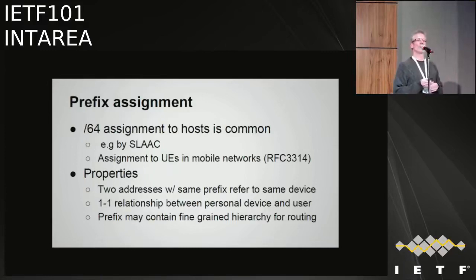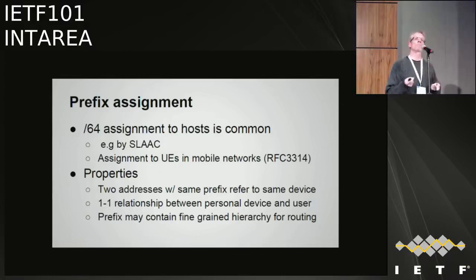So, what about prefix assignment? /64 addressing to host is actually becoming quite common. Slack, for instance, is doing that, and it's actually pretty common in mobile networks. UEs get a full /64. This is actually recommended in RFC 3314. So that gives us some properties. Since the prefix is being assigned to the device, there's a one-to-one relationship between a prefix and a device. So given two addresses that share the same prefix, even if the IID, the interface identifier, is different, in this scenario they actually would refer to the same device.